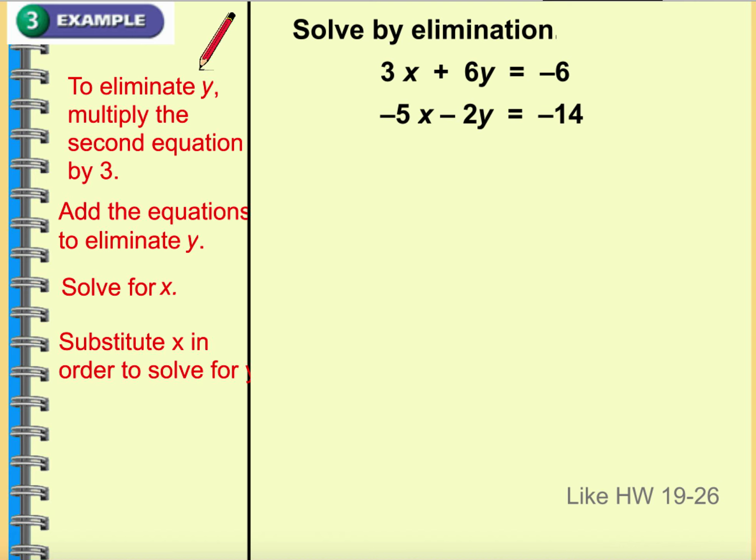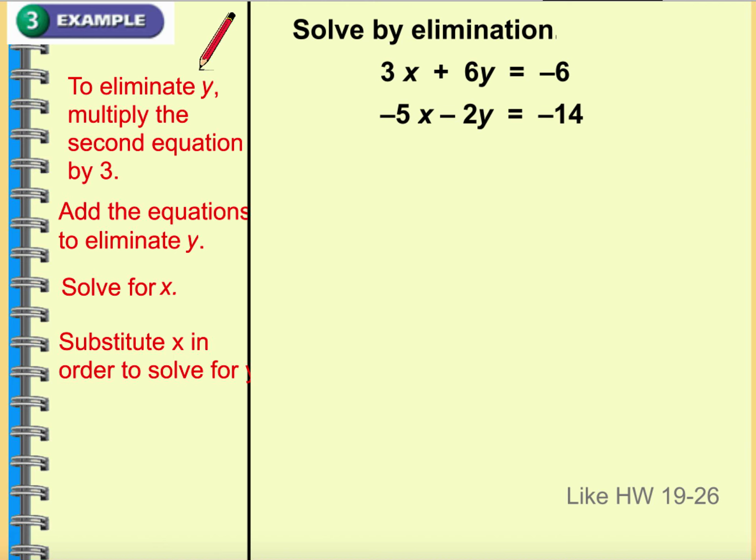All right, so this brings us to example number 3. Now, this is one of my favorites. This is solving a system using the elimination method. Now, I love the elimination because we actually get to shrink these equations down. It's one of my favorites.